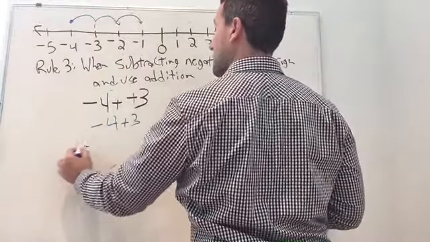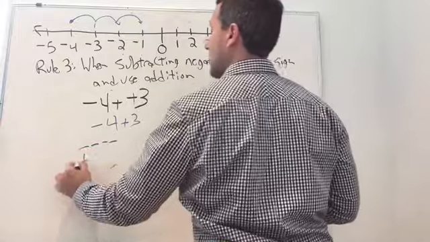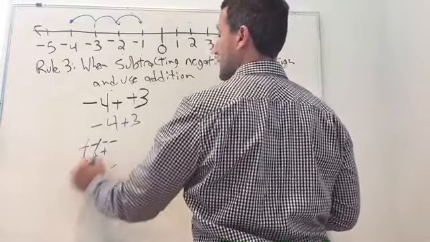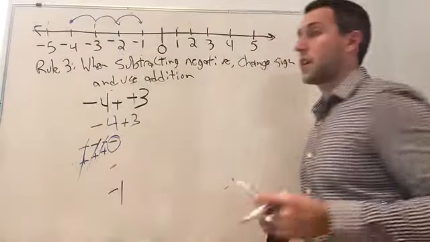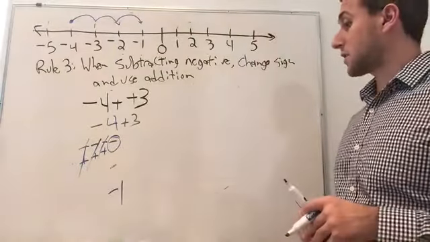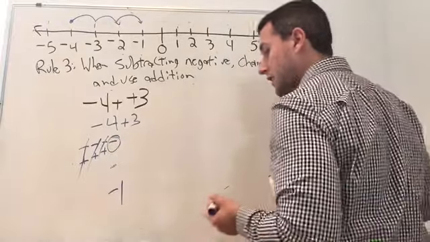Or you could think about it as 1, 2, 3, 4 negatives. 1, 2, 3 positives. Those cancel, cancel, cancel. Leave you with 1 negative. Obviously, I made a mistake there. It should have been negative 1. Right?